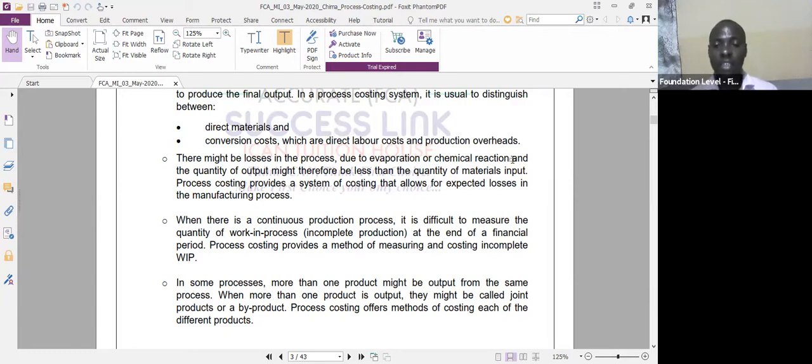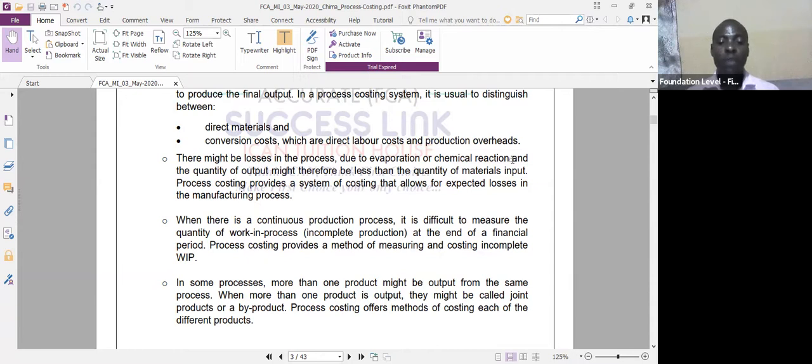Let's say today is our accounting year end and we are making bread. I will find out that some parts of the bread have not been fully completed. That's work in progress. We cannot measure the quantity of work in progress. Let's say, for example, you cannot correctly measure the total percentage of completion of materials or of conversion. But we must find a way to measure it.